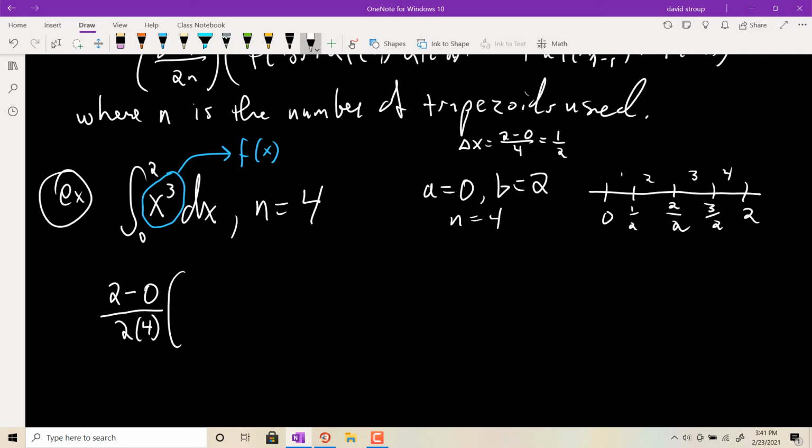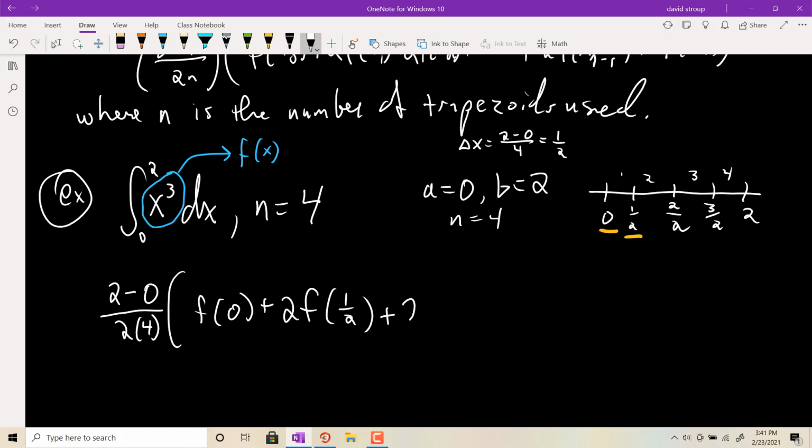Okay. Right. So then we're plugging these numbers in to f of x, right? So I'll have f of the first point, 0. So f of 0 plus 2 f of, and then you plug in 1/2, right?